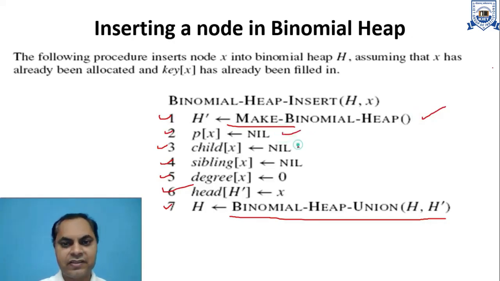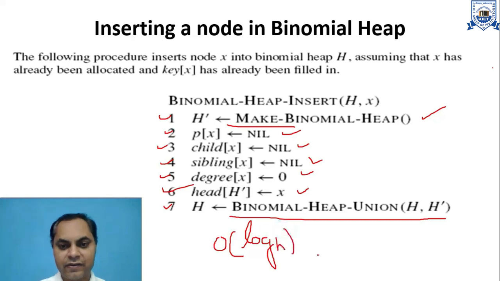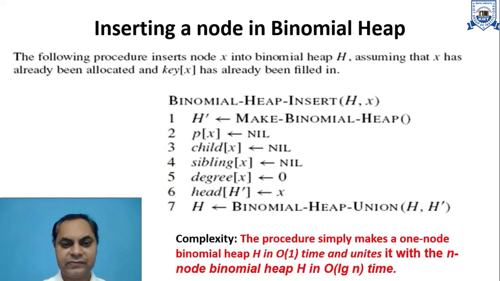This is constant time, constant time, constant time, constant time. So in this algorithm, binomial heap insert, from line number 1 to line number 6 produce constant time complexity, but line number 7, in which we are doing binomial heap union, and as we already know, binomial heap union produces log n complexity. So the overall time complexity of this algorithm would be log n. So this is the time complexity.